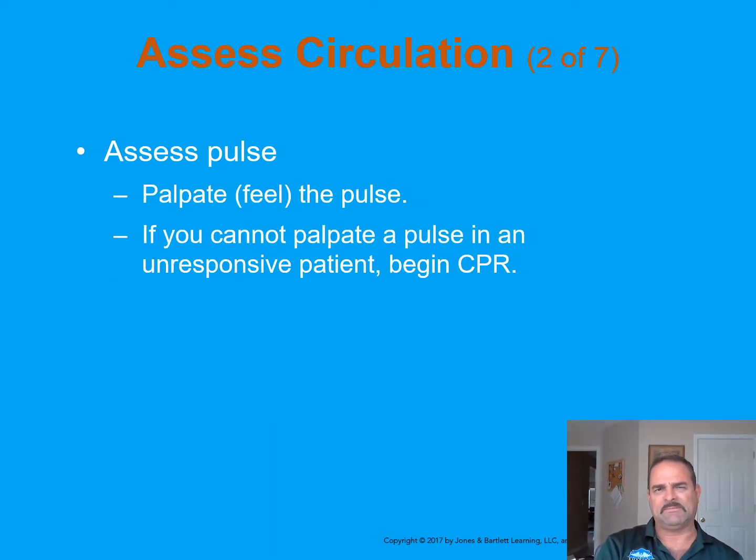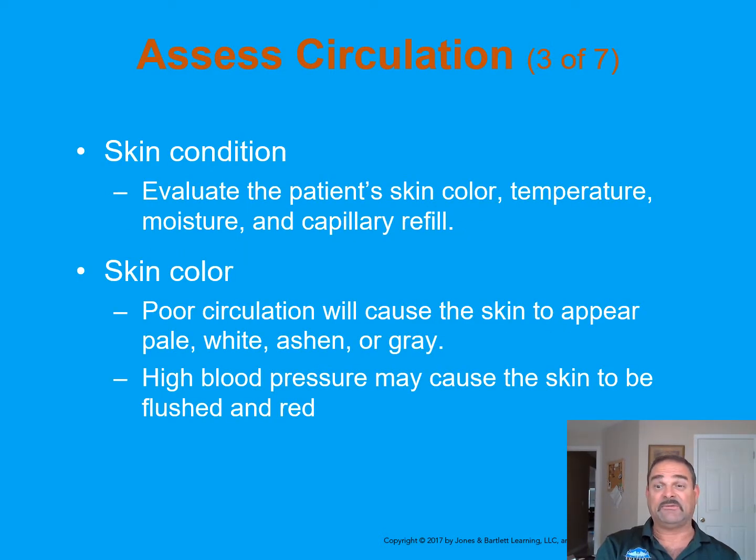Assess the pulse. Palpate and feel all the pulses. Feel the radial pulse. Feel the carotid pulse. Feel the femoral pulse. If you cannot palpate a pulse in an unresponsive patient, begin chest compressions or CPR. That person's going to need it. If they don't need it, they're going to hit you. They're going to say, stop pushing on my chest.